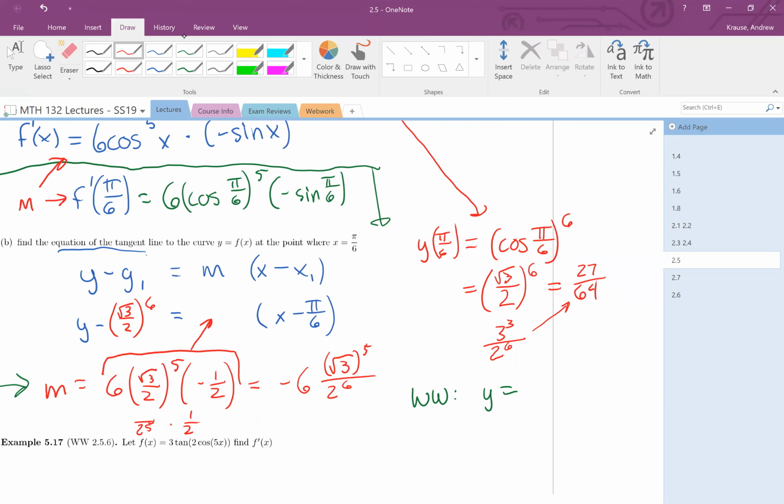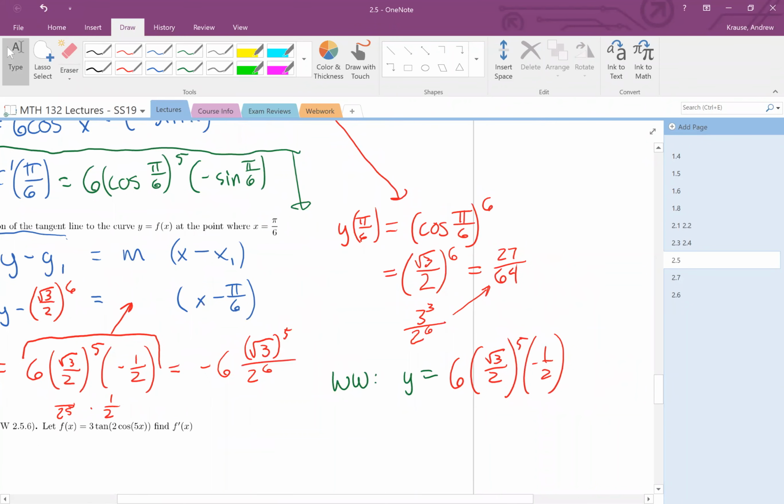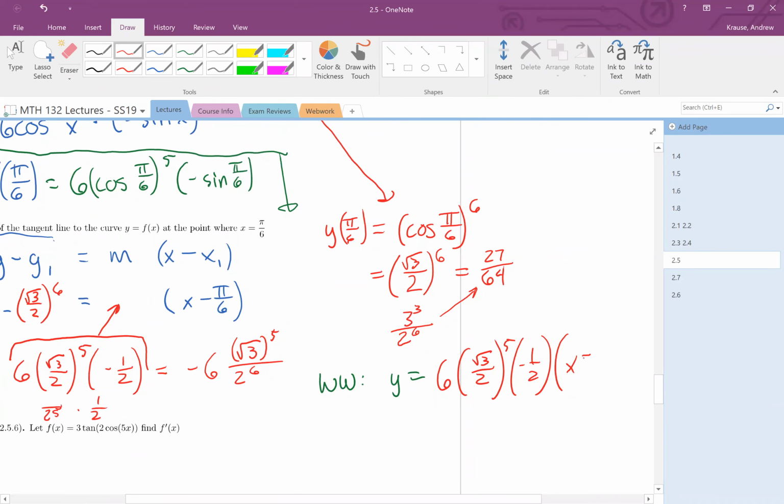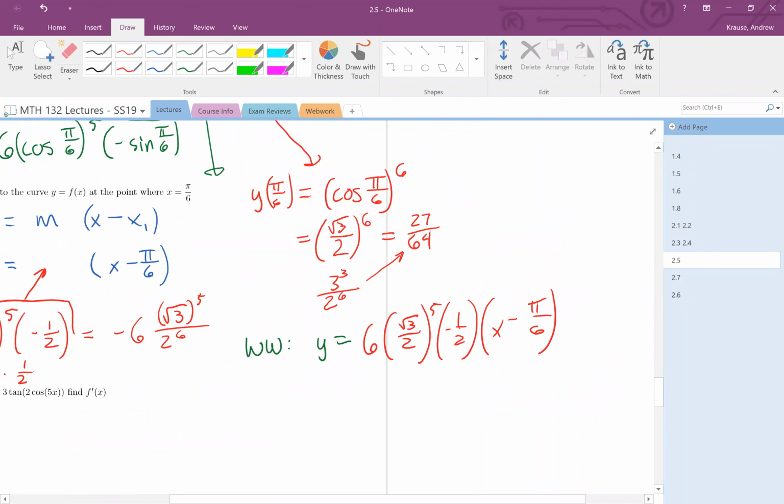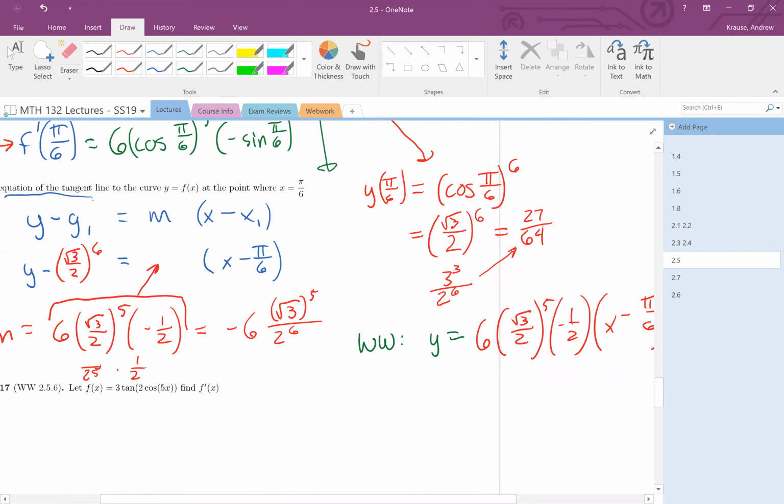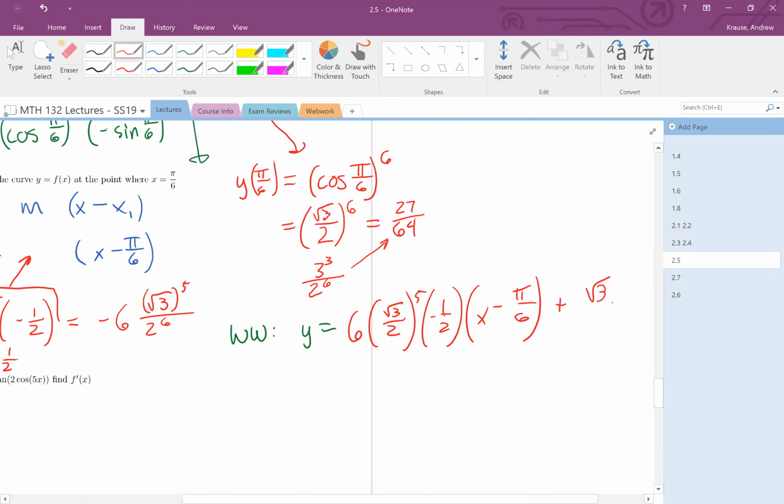So this is going to be nasty, but what we're going to get is 6 over root 3 over 2 to the 5th power times negative 1/2. That was our original m. And then this is going to be multiplied by our x part, which is x minus pi over 6. And then we're going to add our y part, which was root 3 over 2 to the 6th power.